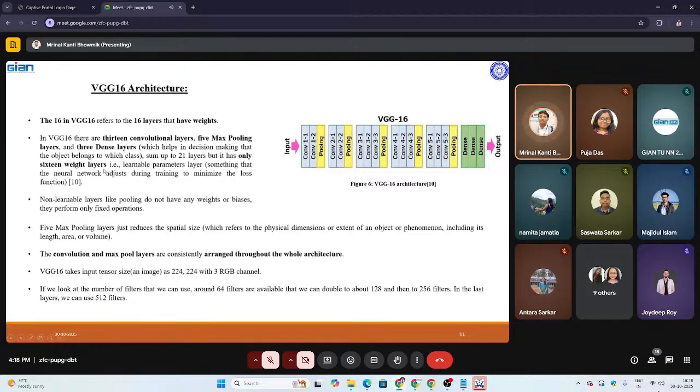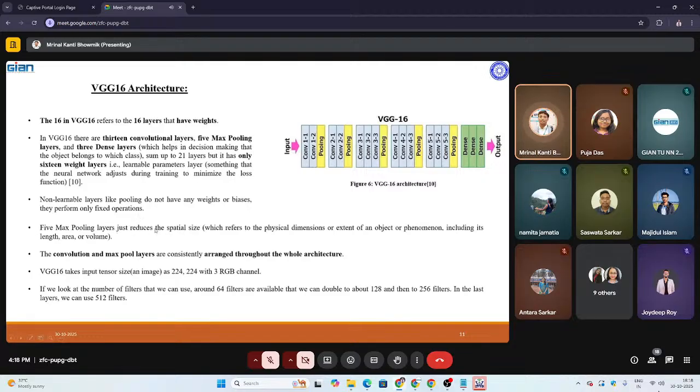It is only 16 weight layers, that is, learnable parameter layers, which the neural network adjusts during training to minimize the loss function. Now, the non-learnable layers are the pooling layers. They don't consider any weights, and the weights are not increased or multiplied during the operation. So they are called non-learnable layers, like pooling. They don't have any weights or biases. They only perform fixed operations, so they are not considered learnable parameters.